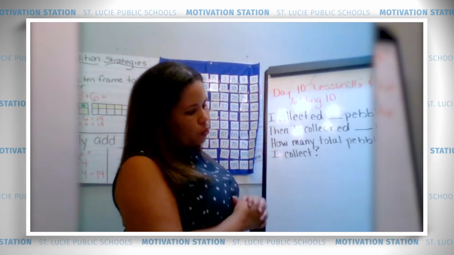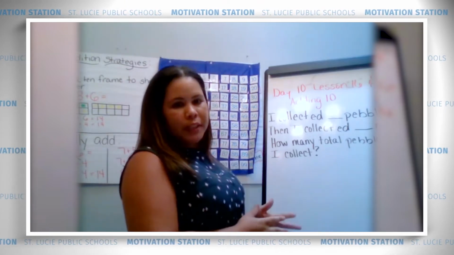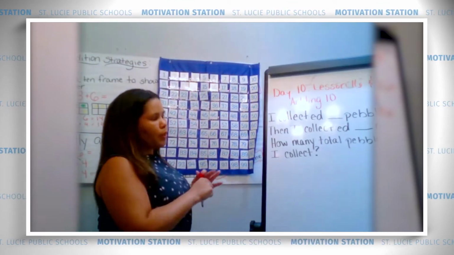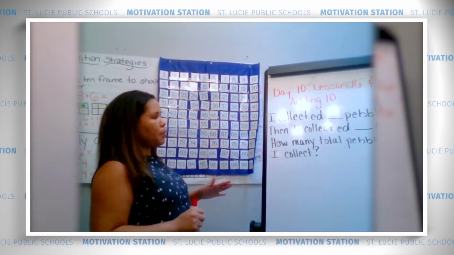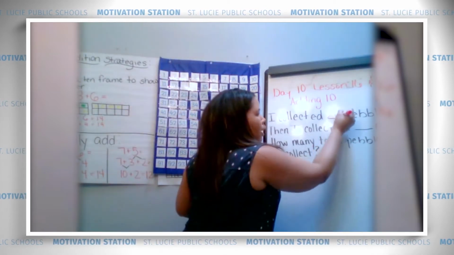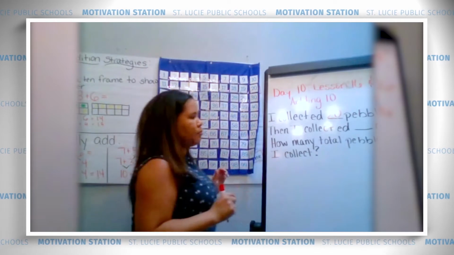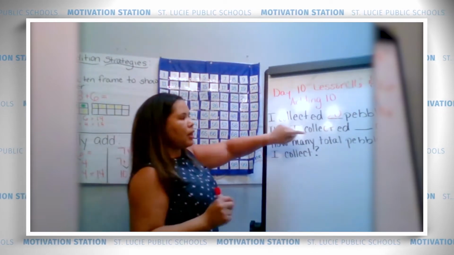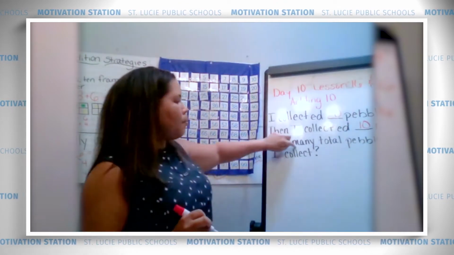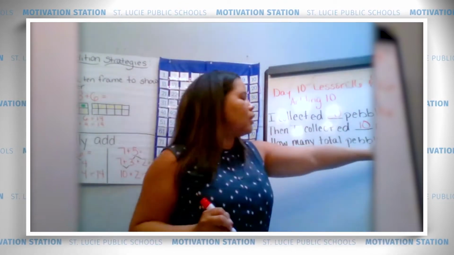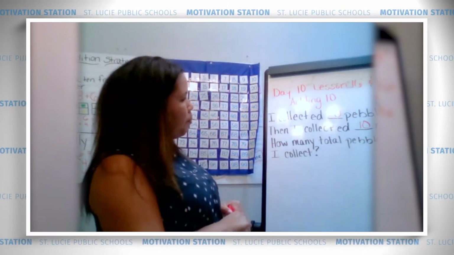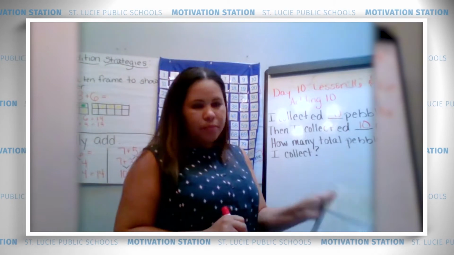First, we are going to work with the numbers 20 and 10 as our add-ins. So read this problem aloud with me as I plug in our numbers. I collected 20 pebbles. Then I collected 10 more. How many total pebbles did I collect? Okay. You thinking about this?